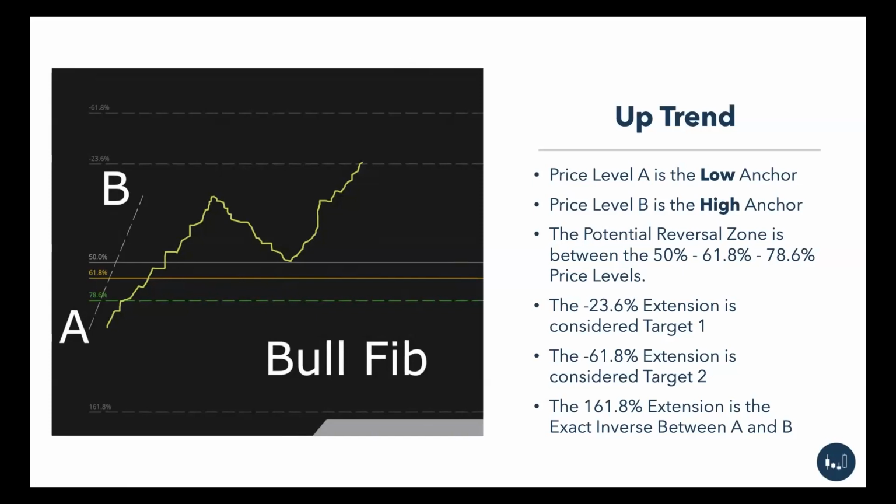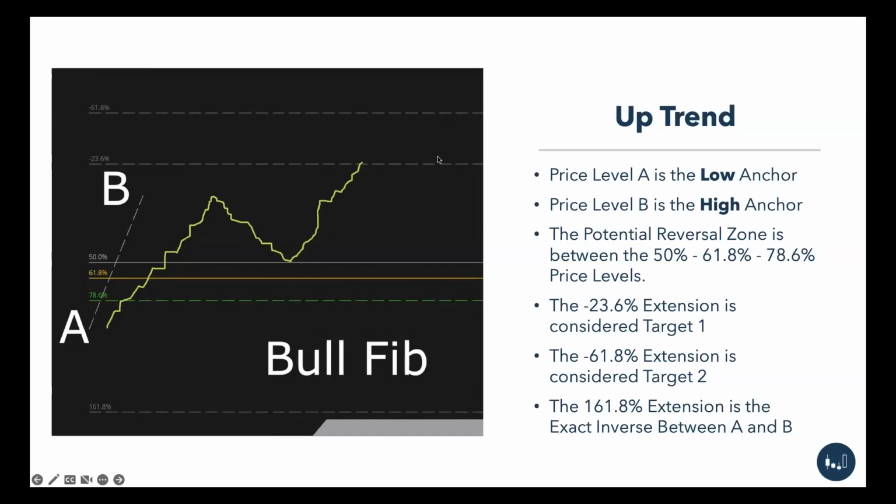The potential reversal zone is going to be between the 50, the 61.8, and the 78.6 levels. And so you see those across on there. The extension target, which is called target number 1, is the minus 23.6. The second target is the minus 61.8. And the other extension that we'll want to be aware of for now, and again, we'll look at some examples on some real charts, is the 161.8. And just for now, know that is the exact inverse between the price levels A and B. And so this is what it looks like in an uptrend.